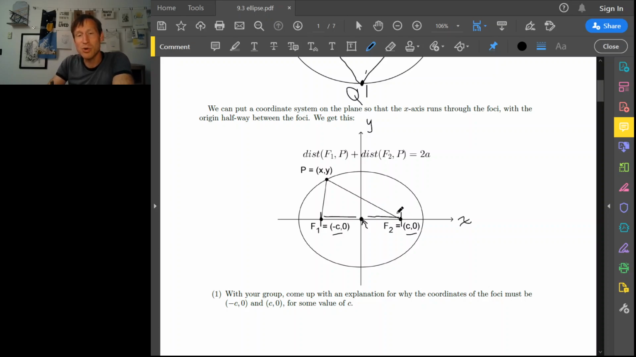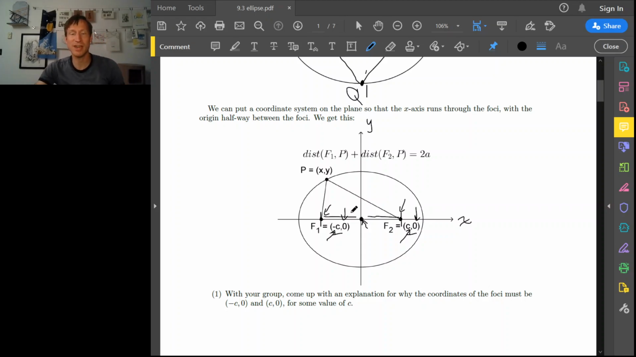That means the x-coordinates of the 2 foci are the same, except they're in opposite directions, and so they're actually negatives of each other. So if you call the one on the positive side c, then the one on the negative side must be negative c. Also, we defined this coordinate system so that the x-axis goes through the center of the ellipse and the 2 foci, and that means the y-coordinates of the foci must be 0.